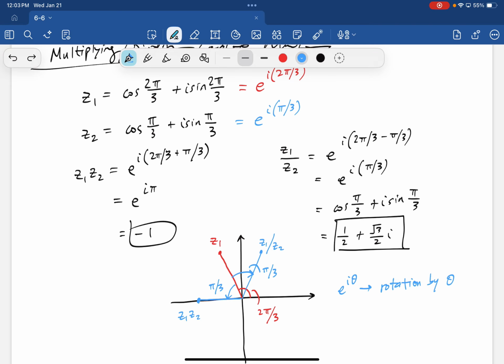Okay, so this only works with e, okay? e is about 2.718. So it has to be that number.